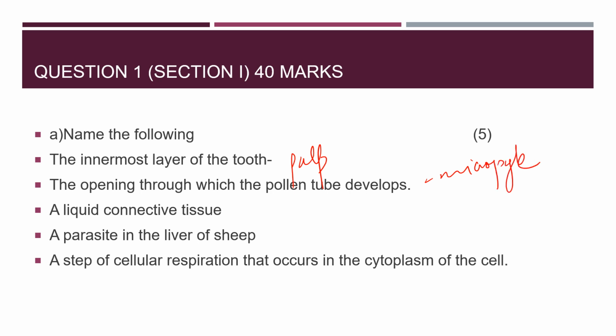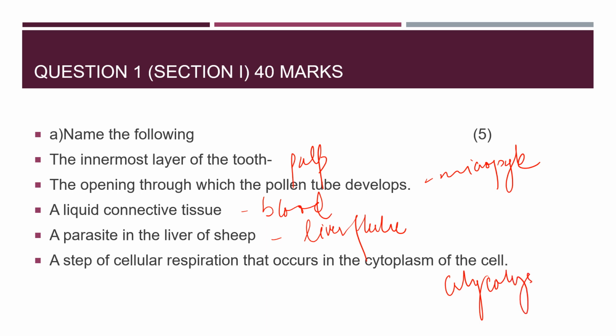Now the liquid connective tissue is the blood. The parasite in the liver of a sheep is the liver fluke. And the step of cellular respiration that occurs in the cytoplasm of the cell is glycolysis. Is it clear? So this is the first part done with answers. Let us move on to the second one.